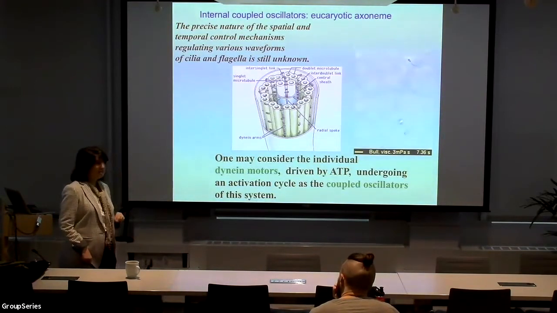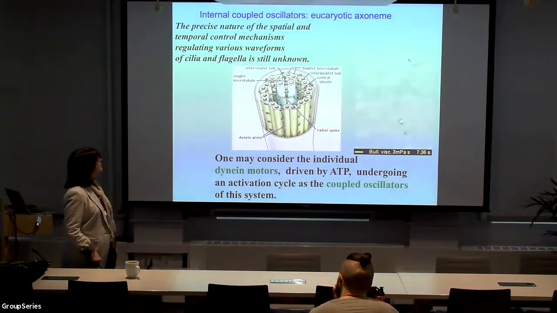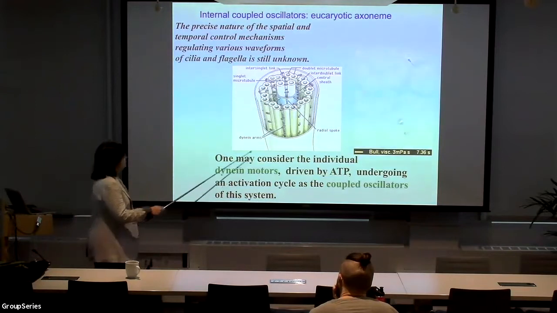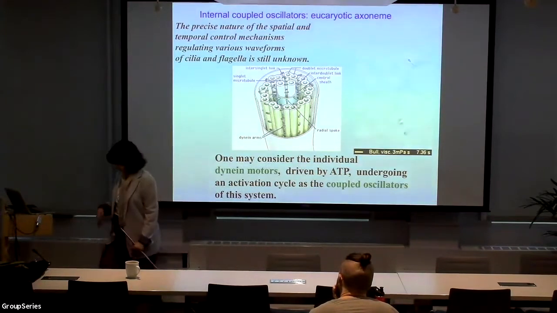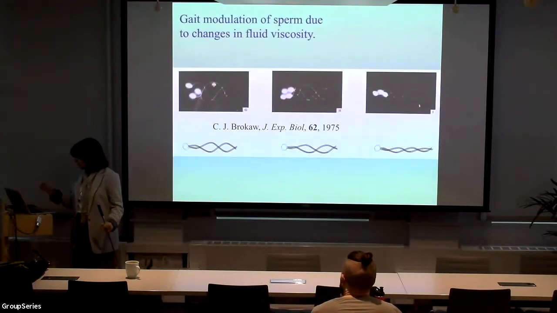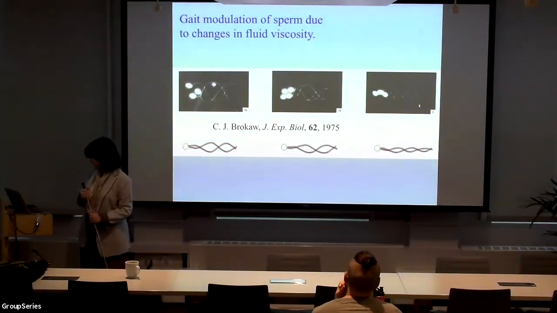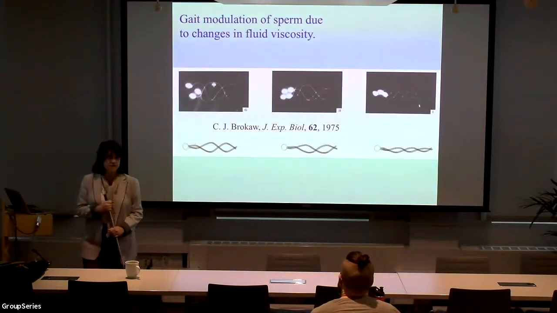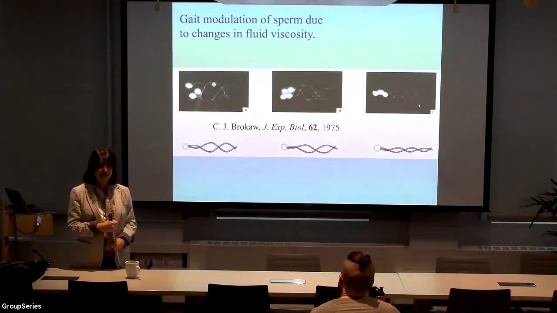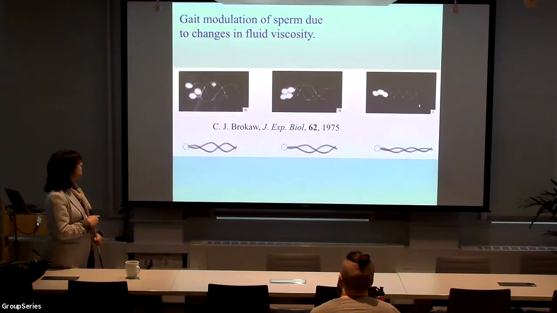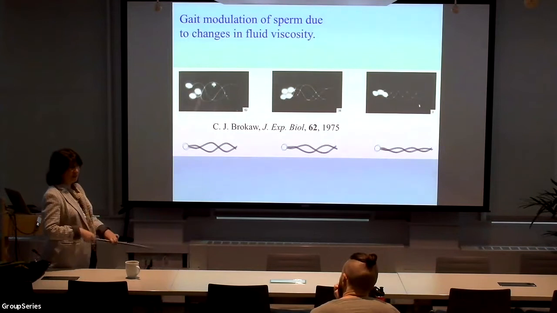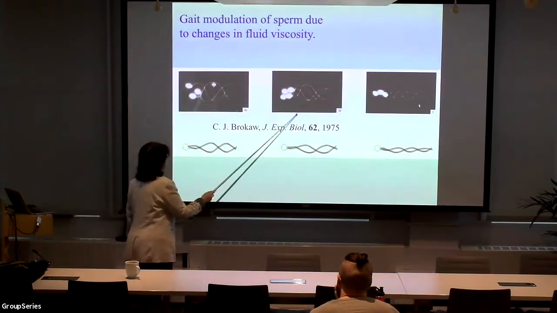It is still very much not decided upon what are the individual actions governing each of these dyneins that give rise to that pattern. But one thing that I find very interesting, and here are some experiments from back in 1975. If you take this sperm, I think this is maybe a sea urchin sperm, I'm not sure, the same creature, and then you put it in fluids of different viscosities. And here are some snapshots by Charles Brokaw.